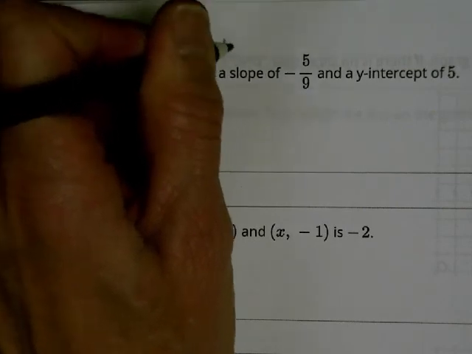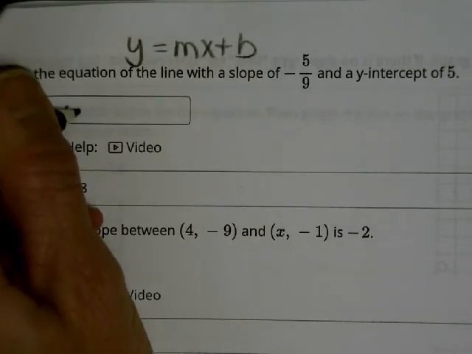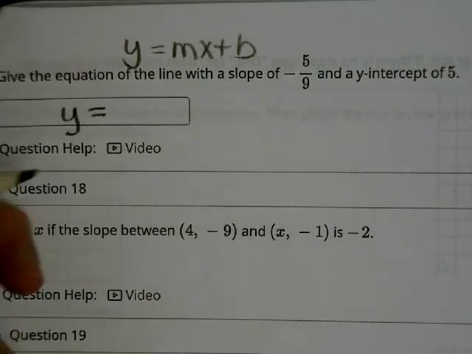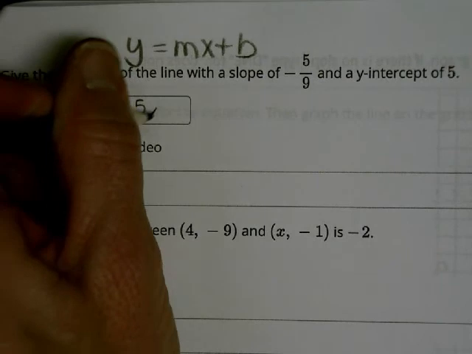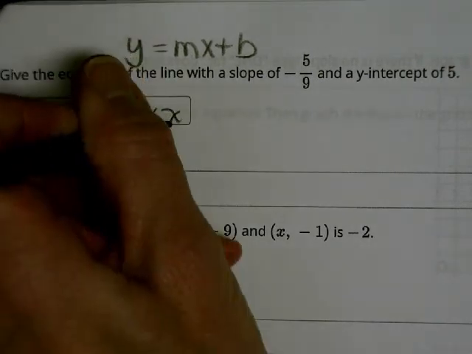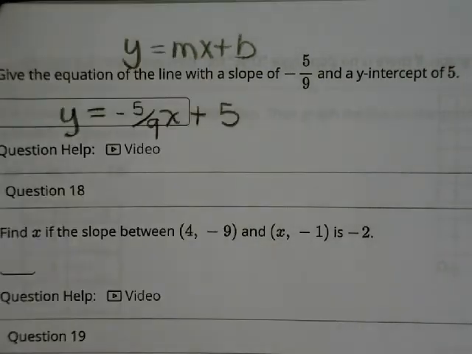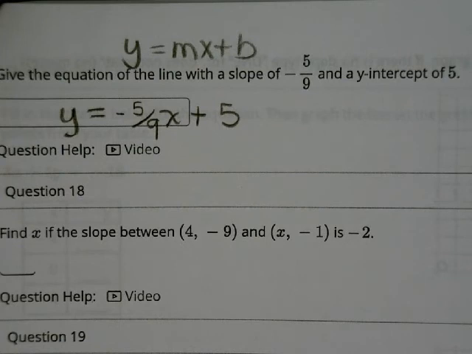17. Okay, now it's slope-intercept. Y equals mx plus b. So the equation always has a y equals, fair and square? No. Slope is negative 5/9 x plus 5. That's nice to give them in order.